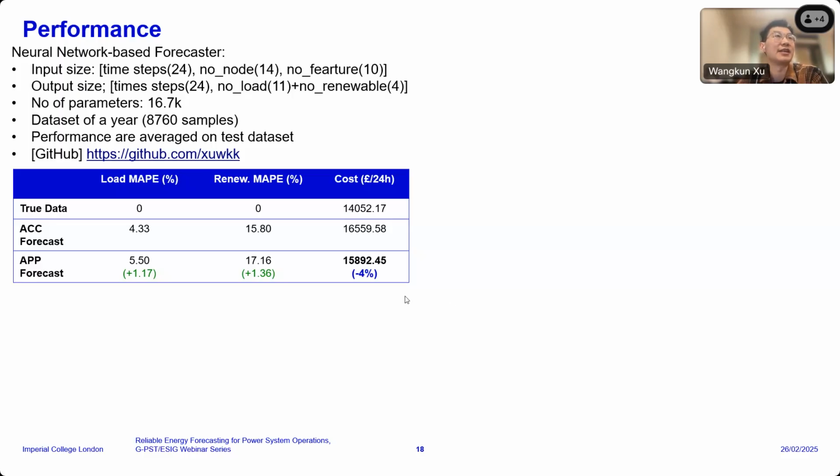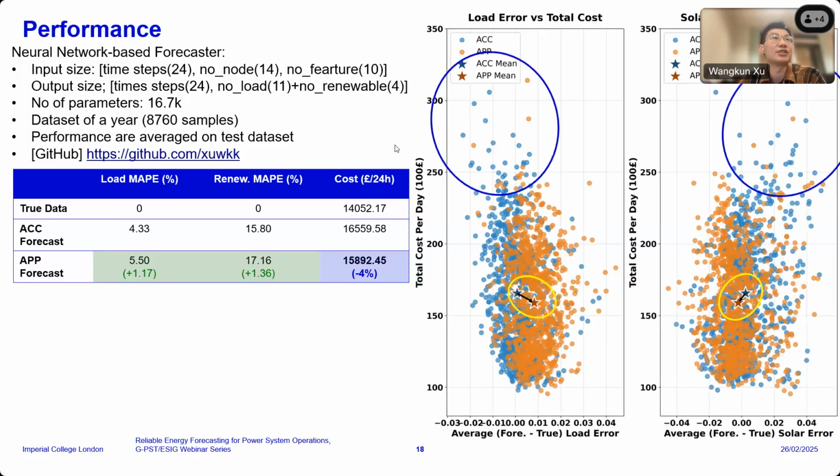The total size of the data set is one year, at 1-hour resolution. An overview of the performance of the application-driven forecaster compared with the accuracy-driven one, and the operations, of course, on the true data, is summarized in this table, and it is all based on the average performance on the test dataset. As you can see, for our proposed method, maybe not surprisingly, we actually have a worse performance on forecast accuracy in terms of mean absolute percentage error. There is a 1% increase compared to the accuracy-driven one. However, the cost of our proposed method is reduced by around 4%. If you consider the capacity of the system, this kind of cost reduction can be very meaningful.